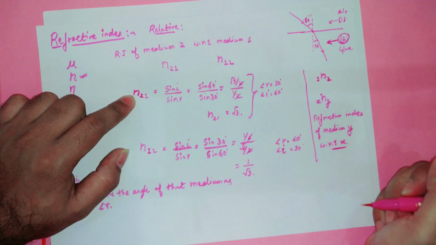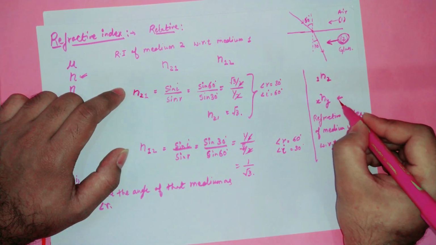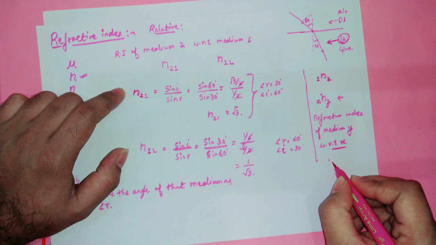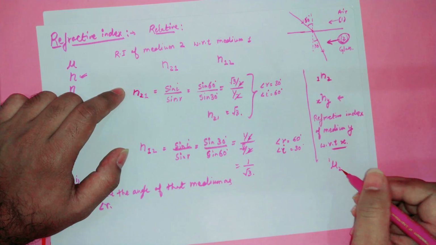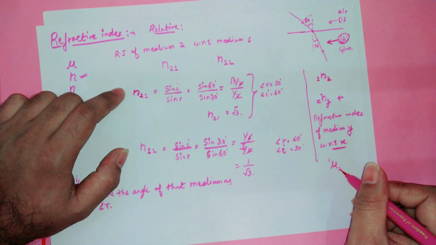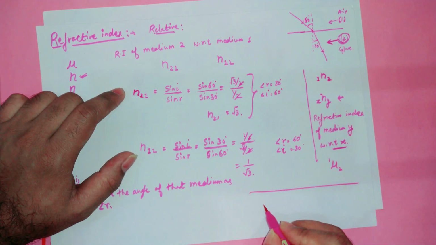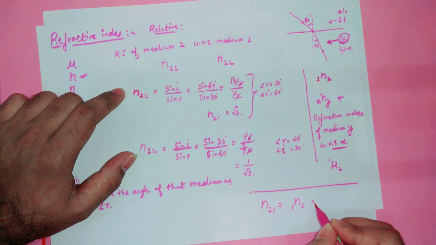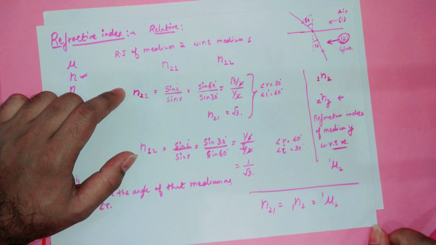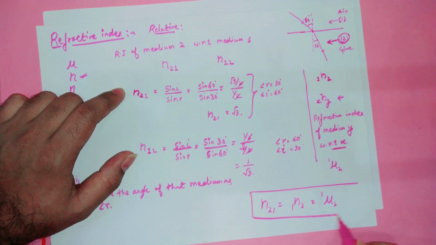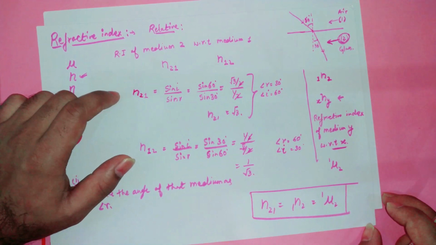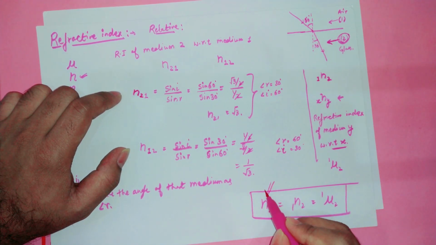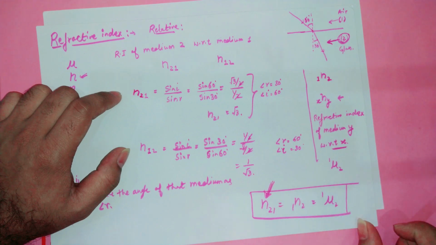Clear? Okay, so in many books it is sometimes given as 1 mu 2. This is also the same, the refractive index of medium 2 with respect to 1. So in conclusion we can say n21 is equal to 1 mu 2. Clear? These three are the same refractive index of the same medium but with different notation. I will use this notation because it is given in your NCERT book.